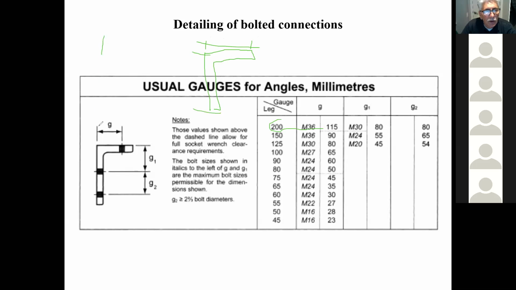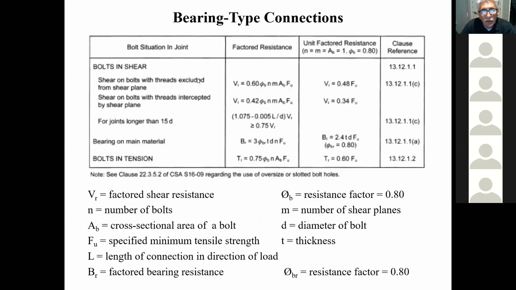And if you happen to use an unequal leg steel angle, say this is 100, well, it's really 104, but if it's 100 by 200, then for this one here I would have to use the values that I have here. So that's something else to guide you on how to space your holes in the members. So this is just information.